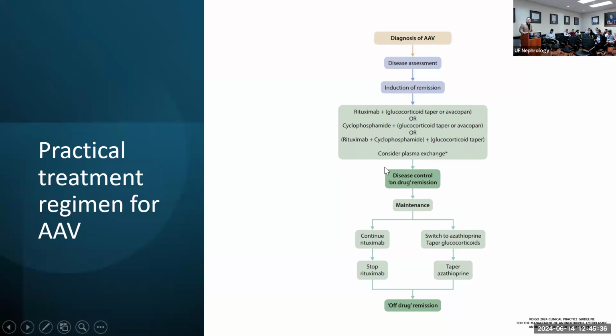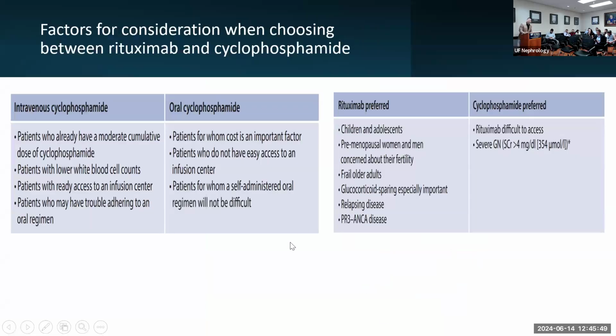When you receive the induction remission, for maintenance you can use rituximab or azathioprine with low-dose glucocorticoid, and then try to achieve drug-free remission. When choosing between rituximab and cyclophosphamide, we prefer rituximab for children, adults, premenopausal women, possibly men, and men concerned about their fertility.